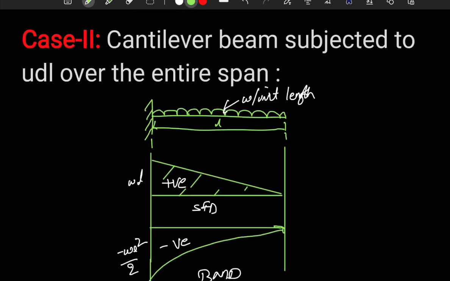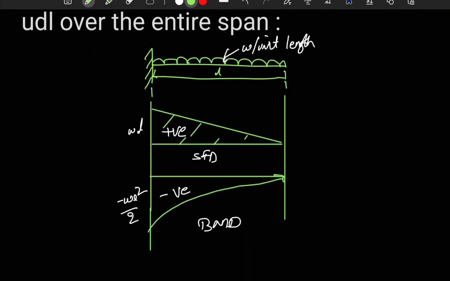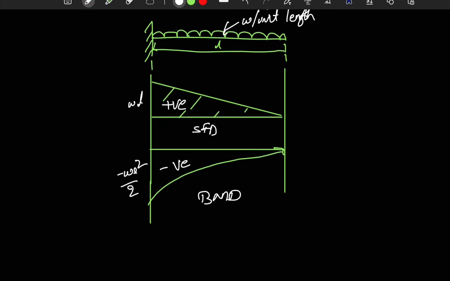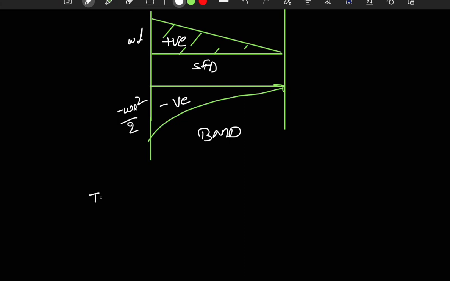Case 2. Cantilever beam subjected to UDL over the entire span. Consider a cantilever beam of span L meters carrying a UDL of W kN per meter. Total load is equal to WL.